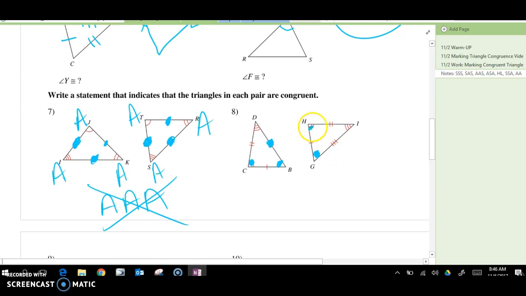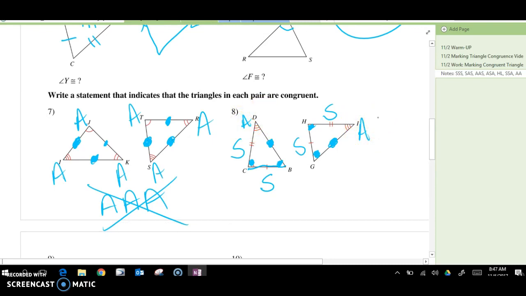The next one. So on this one, let's say that we have side CB is congruent to what other side? CB is congruent to HG. Now let's look at side CD is congruent to HI. Very good. Now I have an angle. Angle D is congruent to angle I.